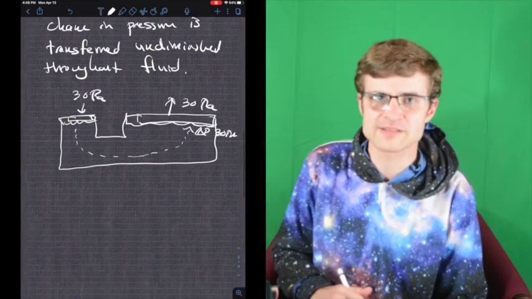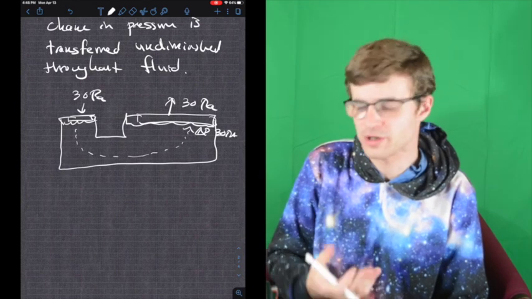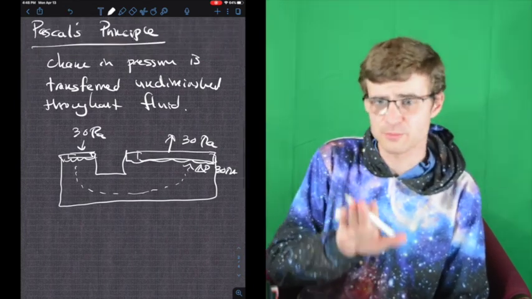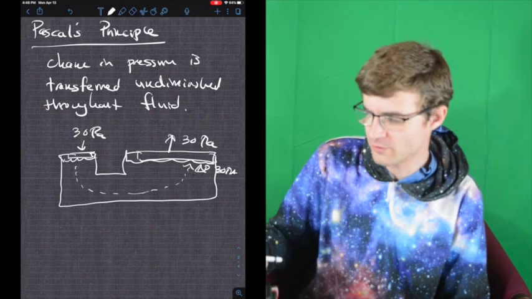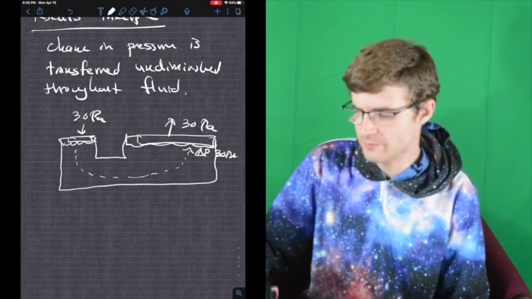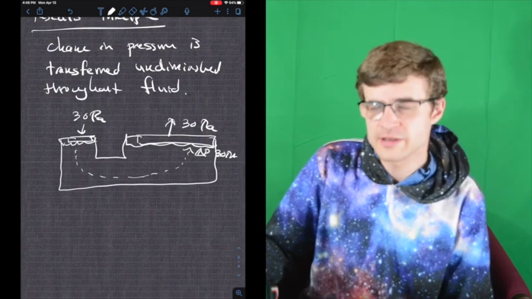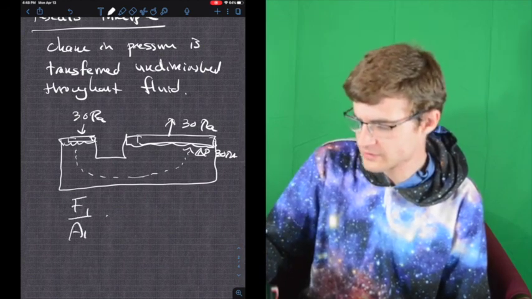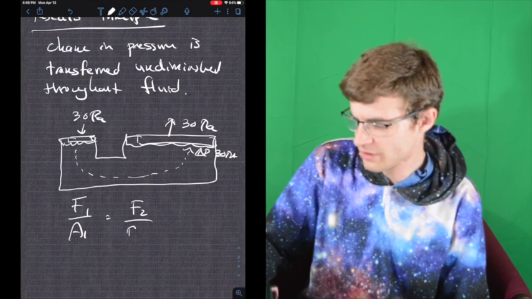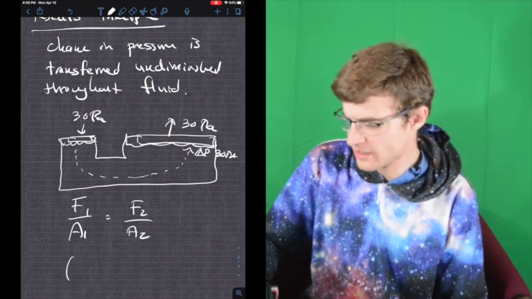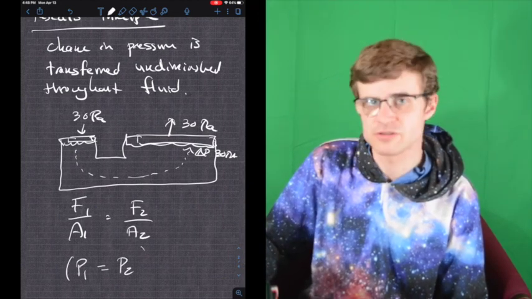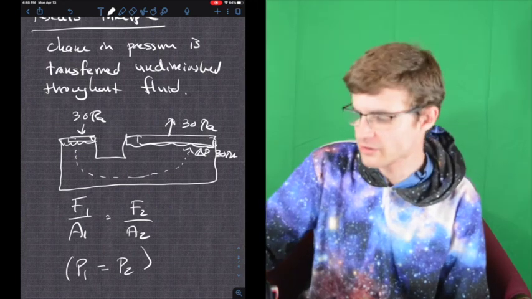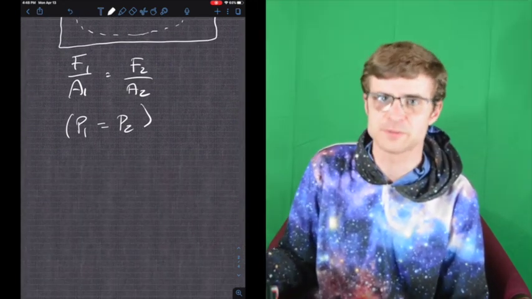Okay, so that's Pascal's principle. It's the way by which hydraulics work. Well, it's actually the way the brake in your car works. You apply just a little bit of force, and that propagates throughout the entire fluid. Sometimes it's stated as a formula, F1 over A1 is equal to F2 over A2, and notice that's just saying that P1 is equal to P2, because pressure is literally force over area. So that's Pascal's principle.